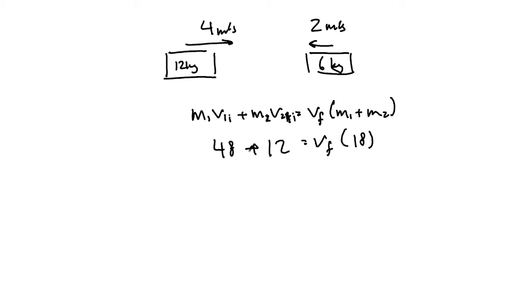Oh, sorry. Since this is moving, this velocity is technically moving negative relative to this. This is going to be 48 minus 12. So let's erase this, and that's going to be 48 minus 12. So that means that we have 36 equals 18 times our final velocity. So our final velocity is going to be equal to 2 meters per second.